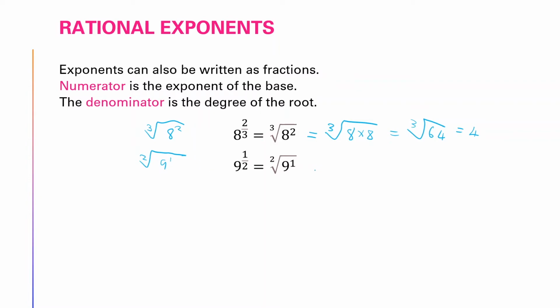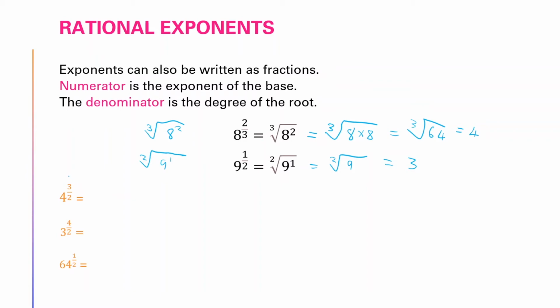So this can be written as the square root of 9. So we know that the square root of 9 is equal to 3, because 3 times 3 would bring us back to 9. Let's try some questions.